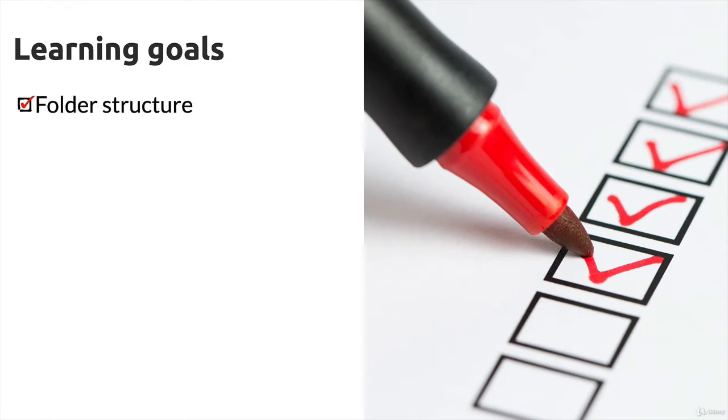Now we're going to take a look first of all at our folder structure. At the moment we've just got a single folder for all of our code, and we're going to look at a way that we can structure our application code so it makes it easy to find what we're looking for and give it some organization.